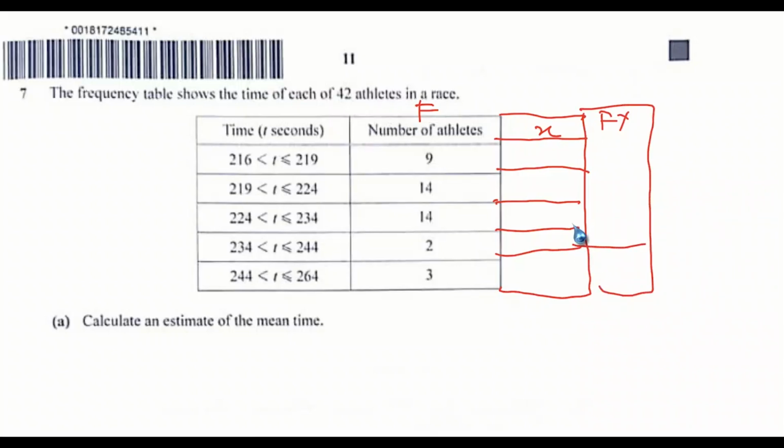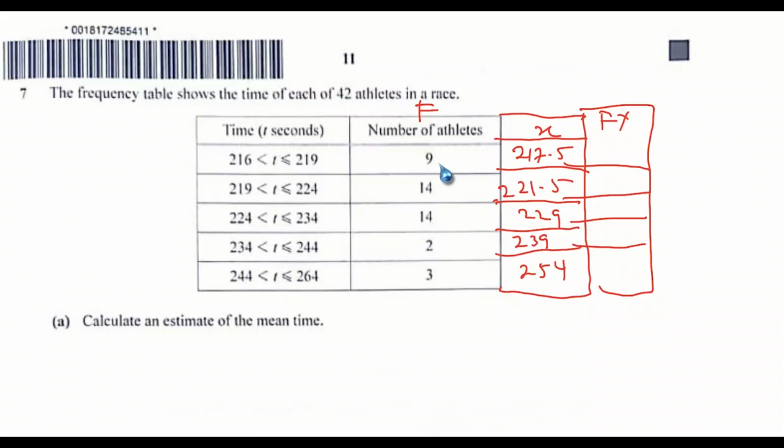So let's get the values of the column x. To get the values of column x, you have to come to the first column here. You add 216 to 219 and divide by 2, and you do the same thing for all the rows. So you're going to get this 217.5. So 221.5. So you have 229, you have 239, and you have 254.